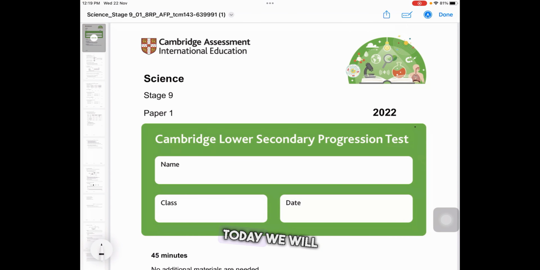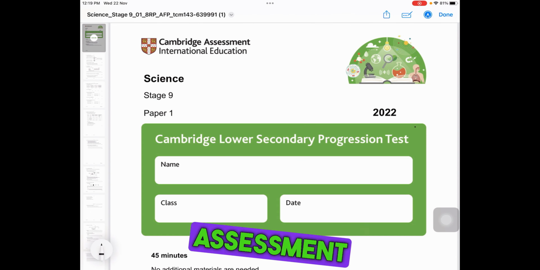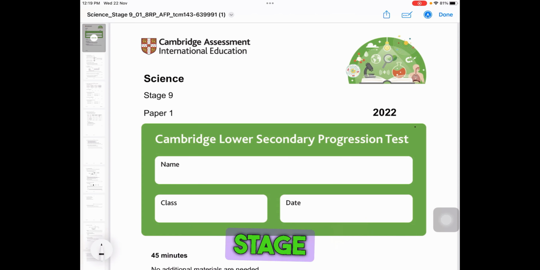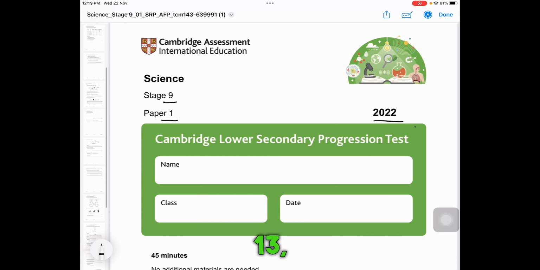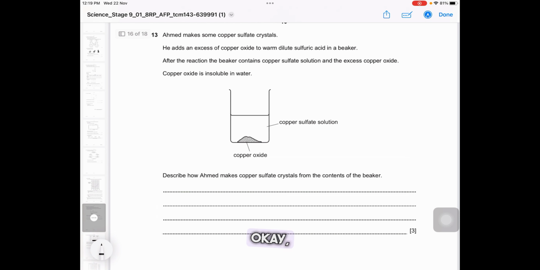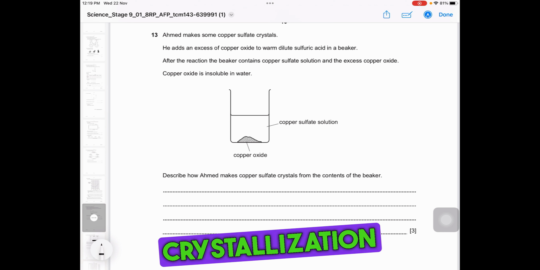Okay, dear students, today we will look into Cambridge Assessment International Education Science Stage 9, Paper 1 2022 paper 2, Question 13. So today we're going to look at how the principle of crystallization takes place here.